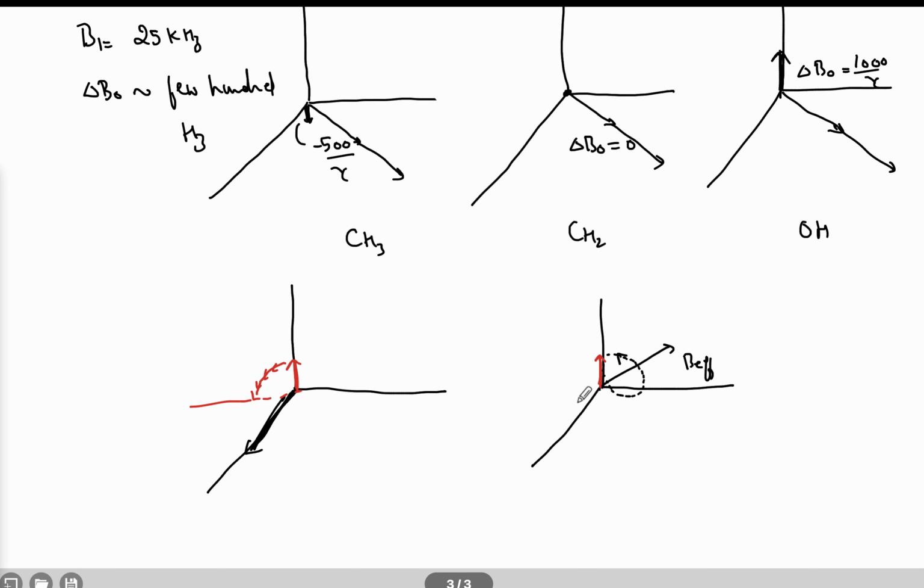So I think that is all for today. I hope the concept of rotating frame transformation is very clear, and how the effective field is generated when you apply a radio frequency pulse, and how magnetization precesses about the effect of all three fields to eventually reach the transverse plane, and then it relaxes back. All right, I think that is all for today.